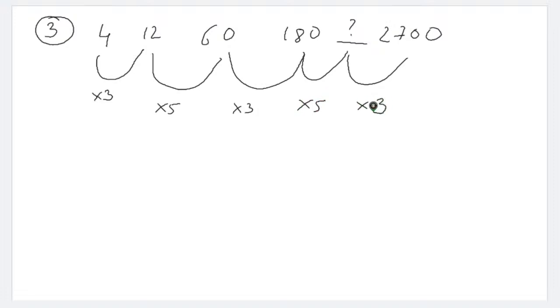So what is 180 into 5? It is 900. So the answer becomes 900. You can cross verify. 900 into 3 becomes 2700.